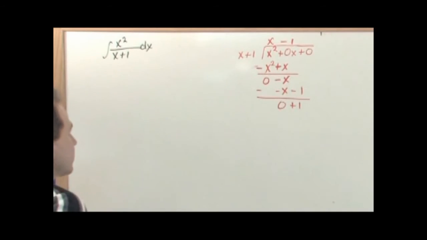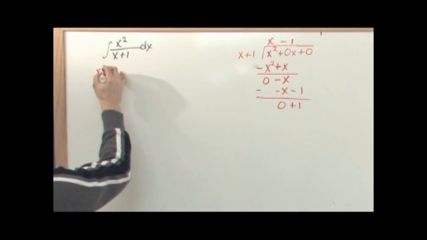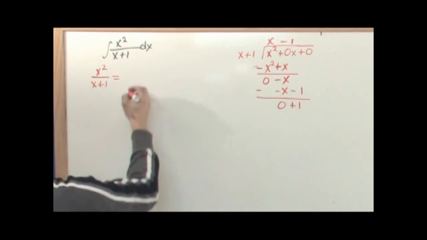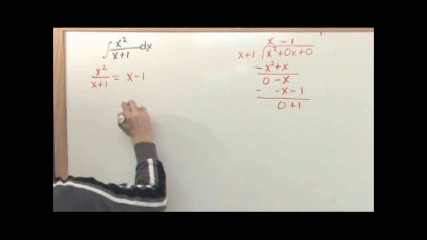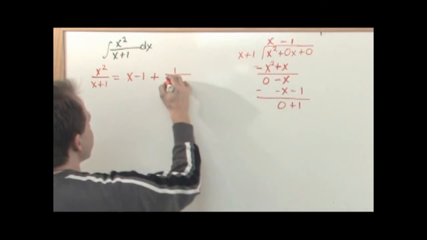So this division basically says, and I'll come back over here and write it right here, that x squared over x plus 1 equals, because we've done the long division, x minus 1 with the remainder of 1 over x plus 1.